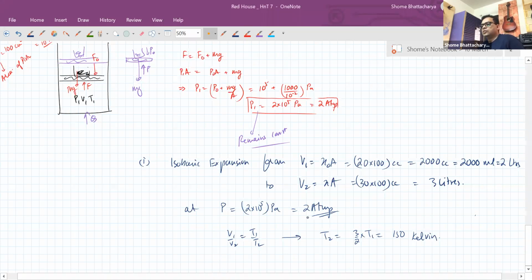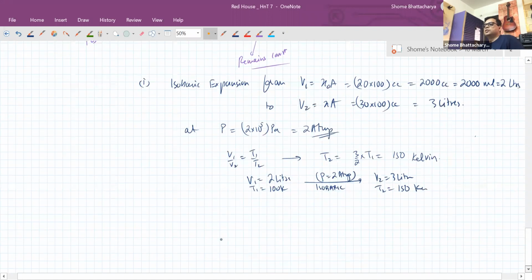So it's going from volume of 2 liters, temperature of 100 Kelvin, to volume of 3 liters, temperature of 150 Kelvin, but constant pressure of 2 atmospheres. Isobaric process. Okay. So now we can calculate all these things.